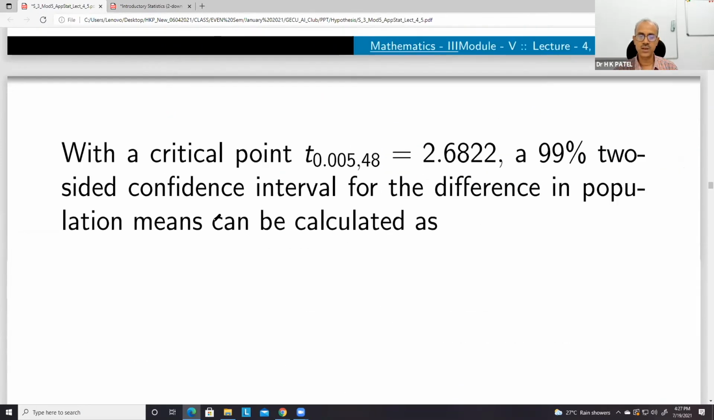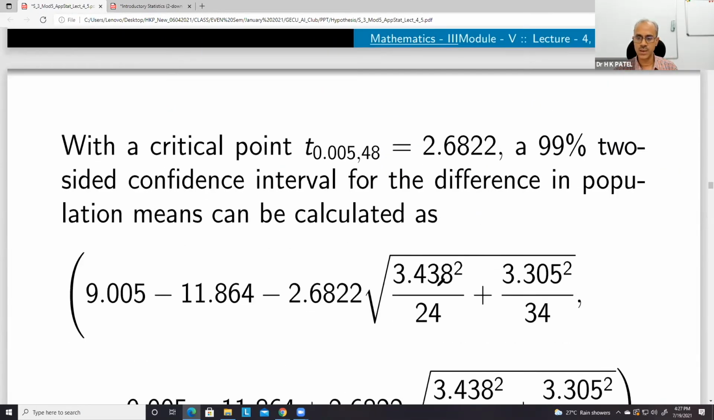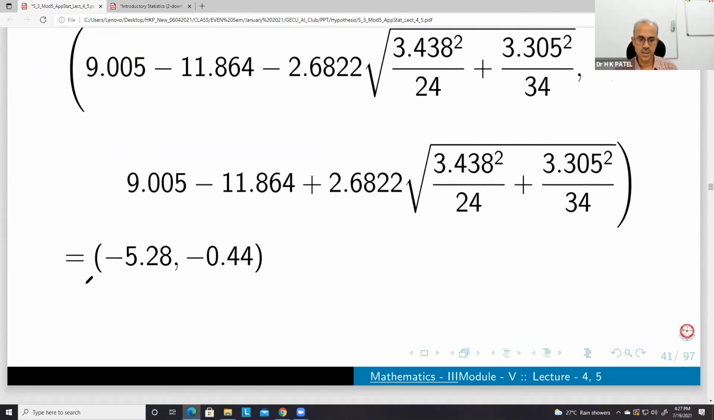Another approach, that is the confidence interval approach, is given here. So if we find the confidence interval, here you can see that it is minus 5.28 to minus 0.44. All right. So this is our confidence interval.